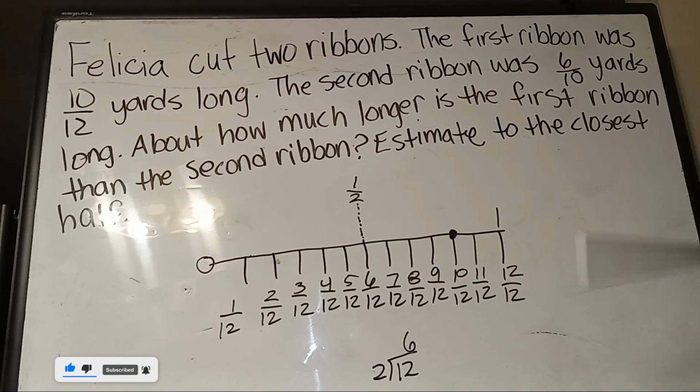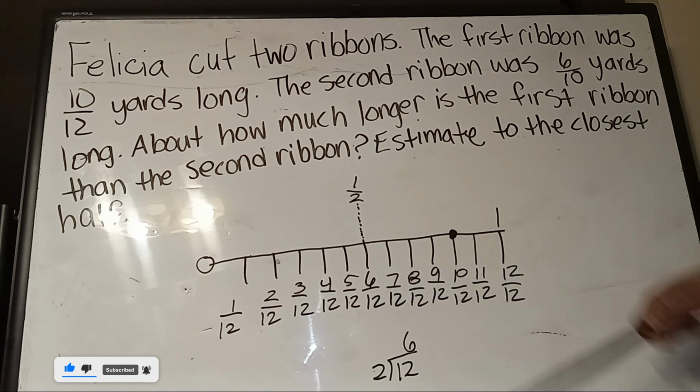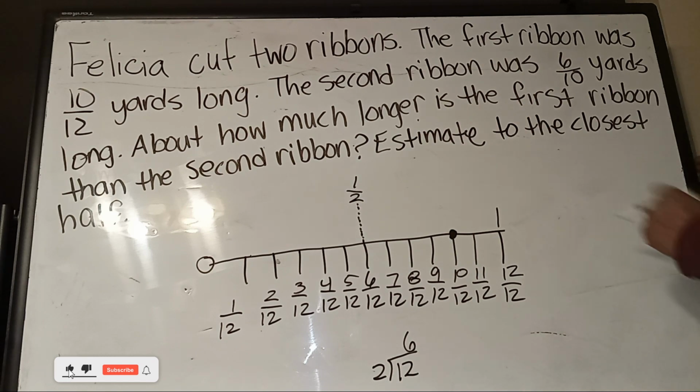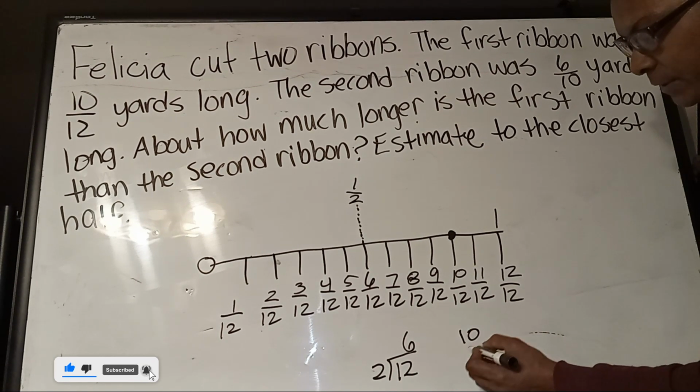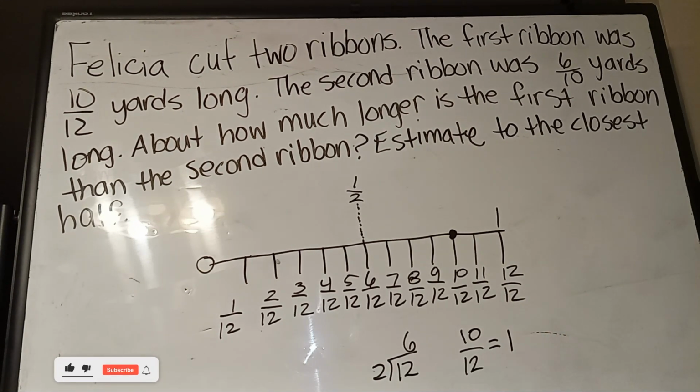Well, that's not that far away from 12. 10 is closer to 12, right? It's not closer to 6. 6 is further back down. So 10 over 12 is going to be closer to 1. That means our 10 over 12 is equal to 1 whole for this problem.